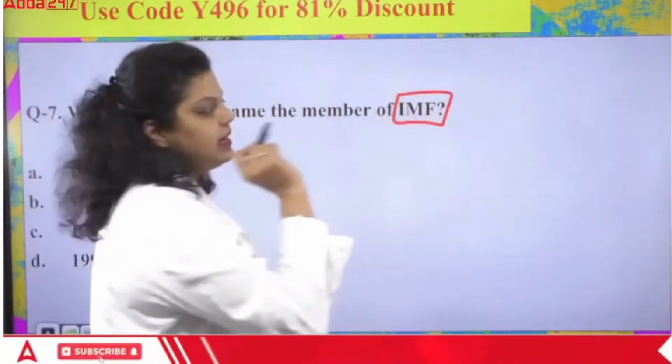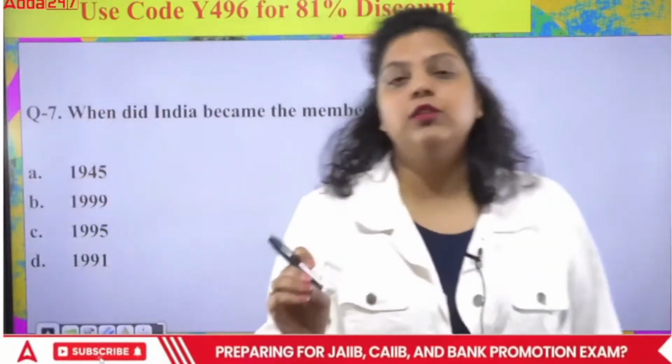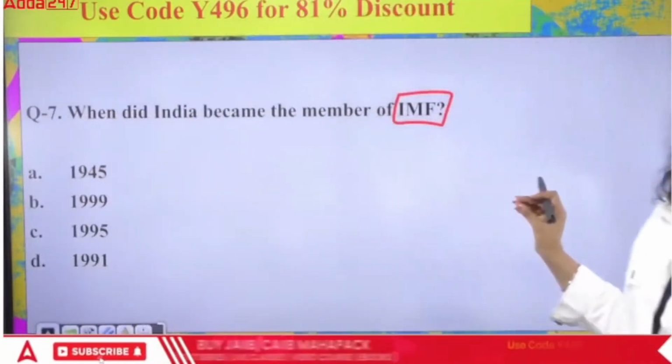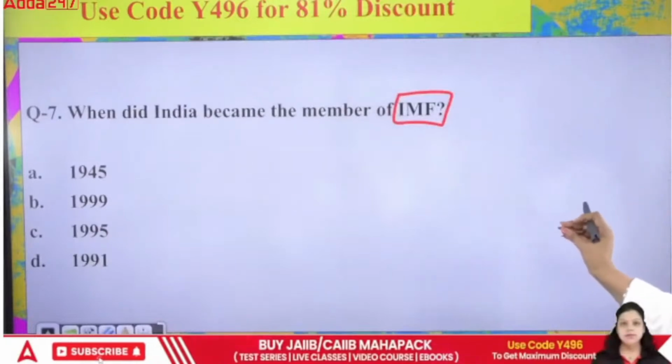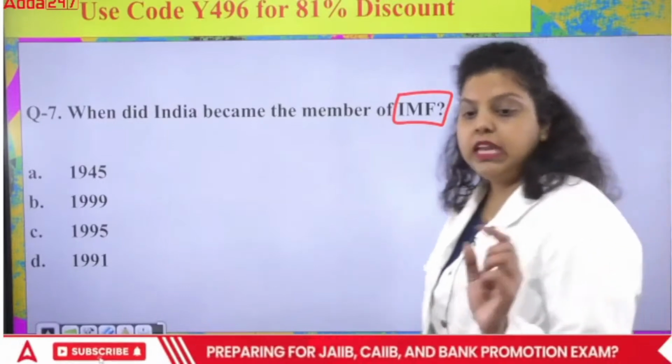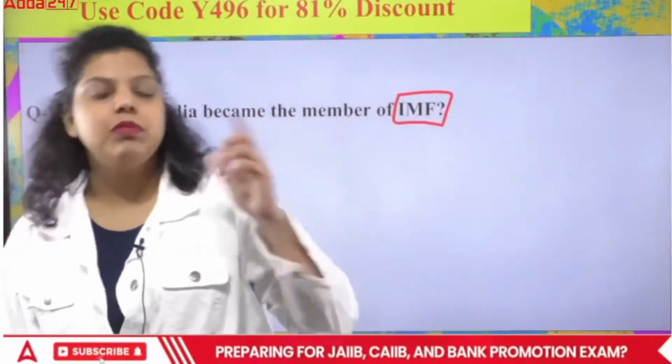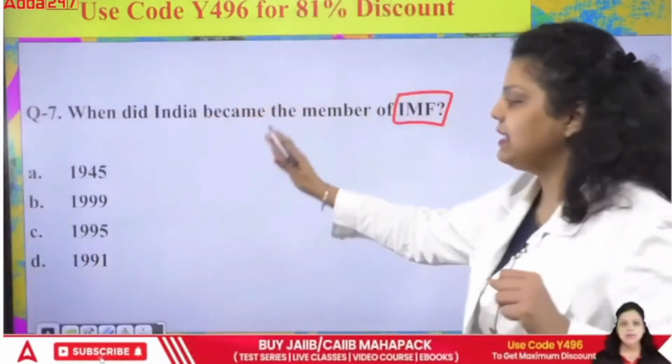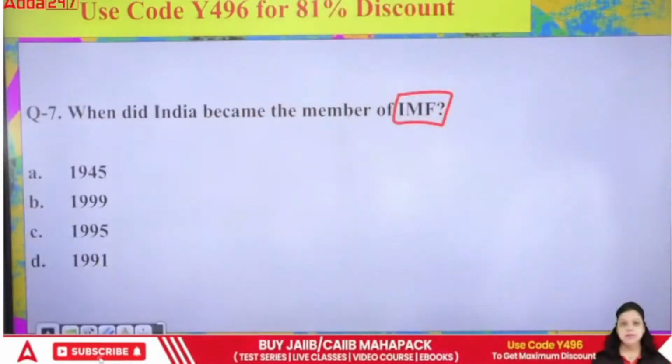Now, what is IMF? An international organization that stands for International Monetary Fund. IMF stands for International Monetary Fund, that is also known as a twin sister organization of World Bank. So in which particular year did India become the member of IMF? Is it 45, 99, 95, 91?